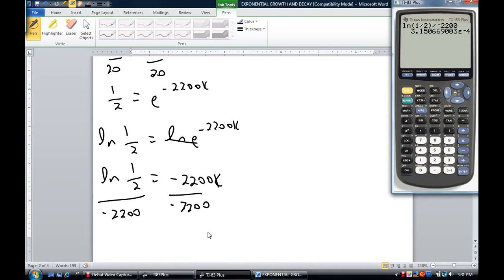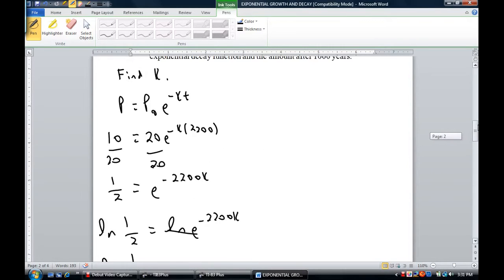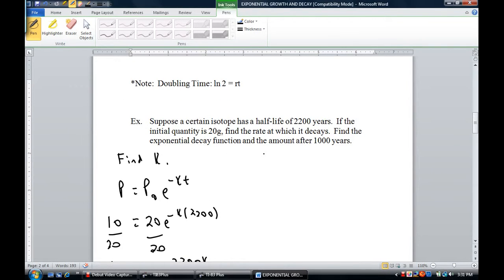Now, I'm going to show what that E means. What that E means is you're going to take this decimal and move it 4 places to the left. So that's approximately 0.000315. The more decimals you use, the more accurate it's going to be. So that's what that means. E to negative 4 is scientific notation. Move it 4 places to the left. So that's our k.